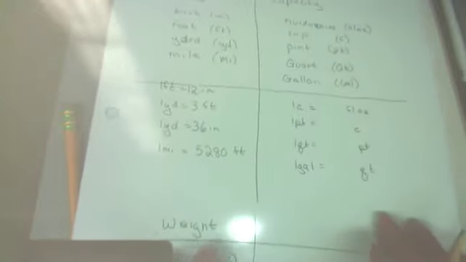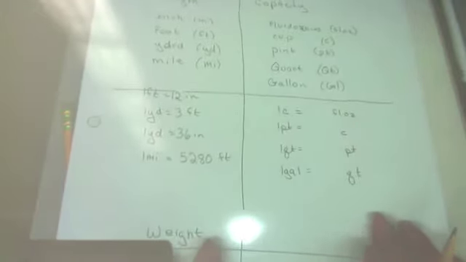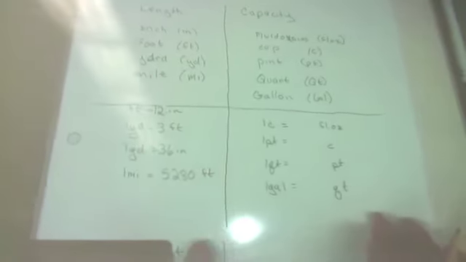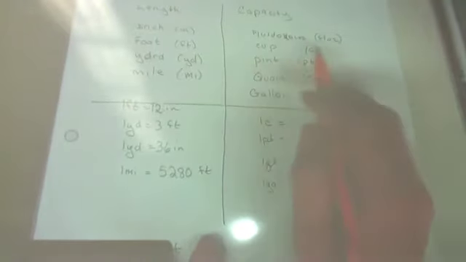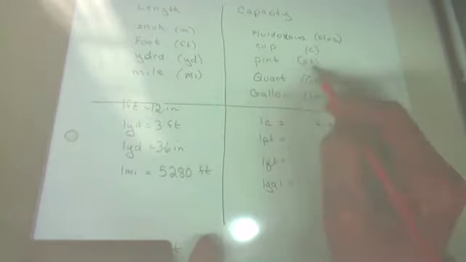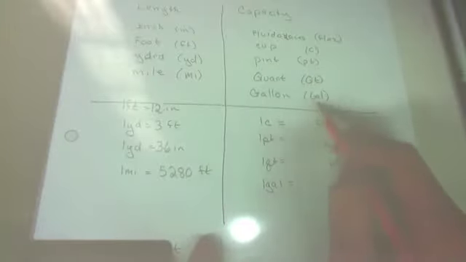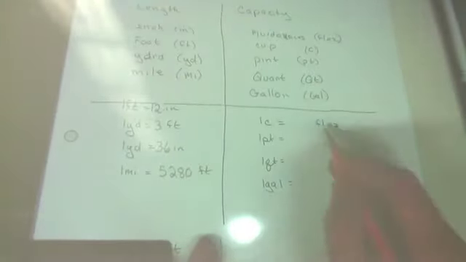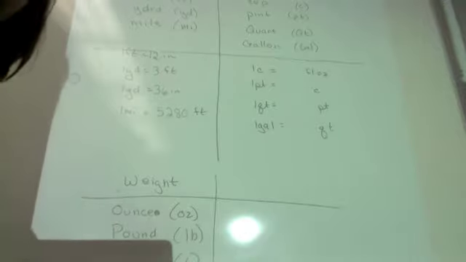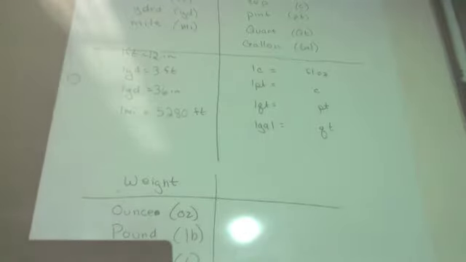Let's talk about capacity. Capacity in the metric system is liters, but in our system, the customary system, we are talking about fluid ounces, FLOZ, cups abbreviated with a C, pints, quarts, and gallons. All right. So does anyone know how many fluid ounces are in a cup? There are 8 fluid ounces in 1 cup.